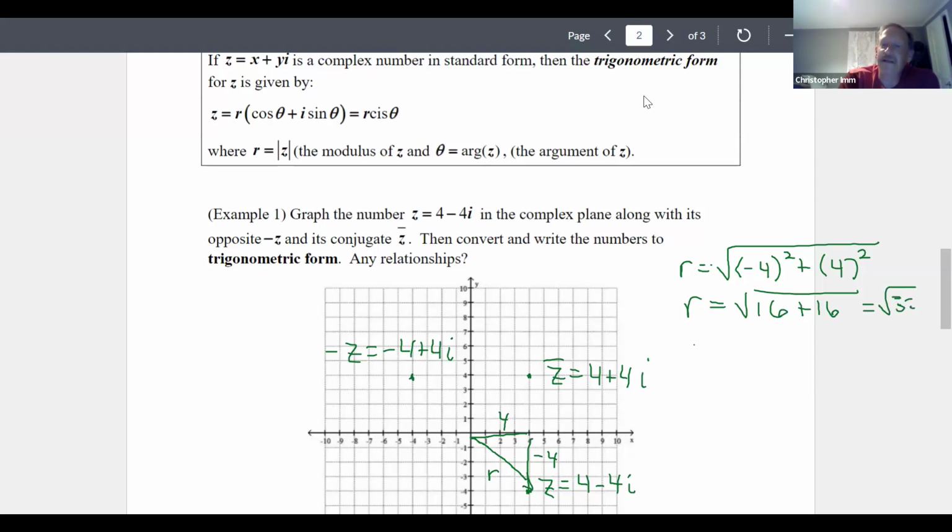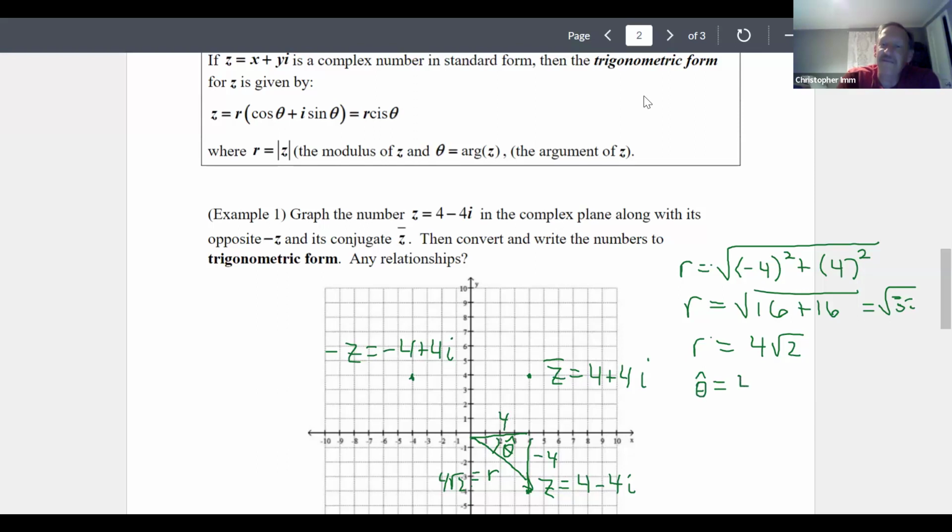But the square root of 32 is the square root of 16 times 2. So the square root of 16 is 4, and that's 4 root 2. All right, I could also find that angle, that reference angle, so I'll just call it theta hat. I could find it using inverse tangent, but we might see that this is actually a 45, 45, 90 degree triangle, because we have 4, 4, 4 root 2.